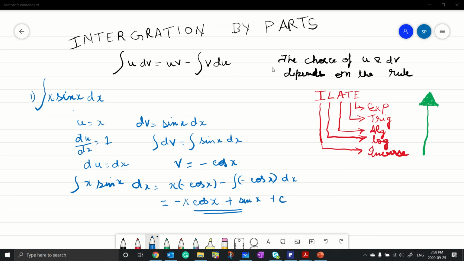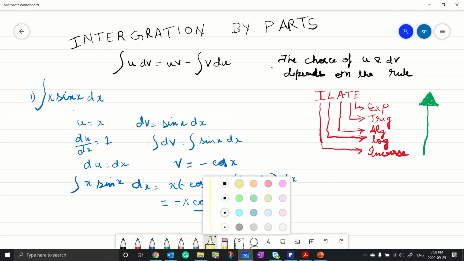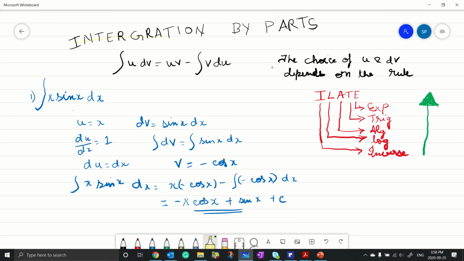Today in my first video I'll be discussing with you guys one of my favorite topics in integration, and that is nothing but integration by parts. It's a very easy topic and it's a very likable topic, and that's why I'm going to discuss this first. Now, what is integration by parts?